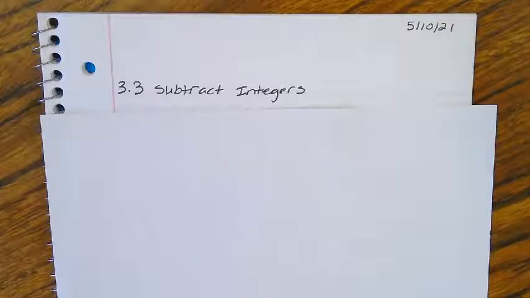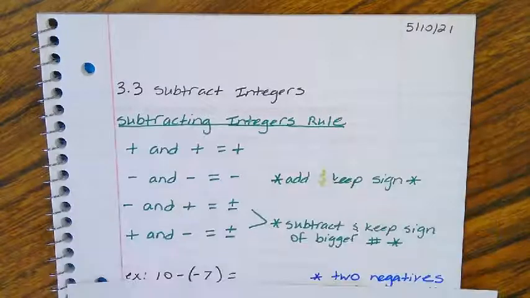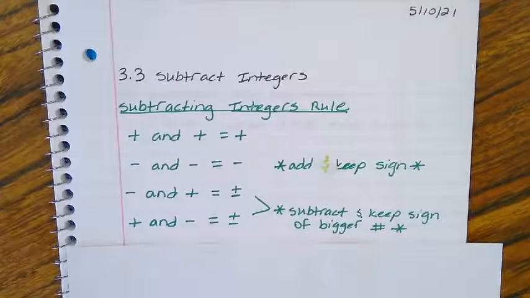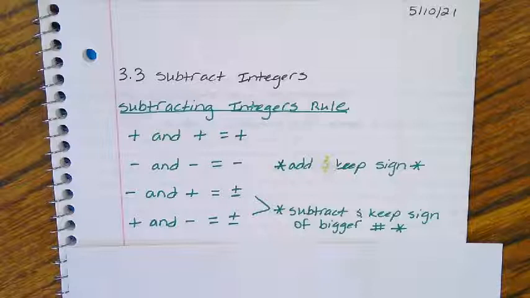There it goes. All right. And then we're going to look at our rules for subtracting, and they will go as such. So if we are subtracting a positive and a positive, we should get a positive. If we're subtracting a negative and a negative, we should get a negative, and our little rule would be to add and keep the sign. And then if we have a combination of either a negative and a positive or a positive and a negative, your answer could be a positive or a negative, and that's when you would subtract and keep the sign of the bigger number.